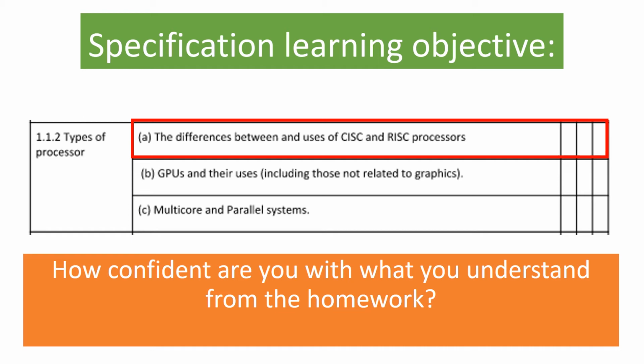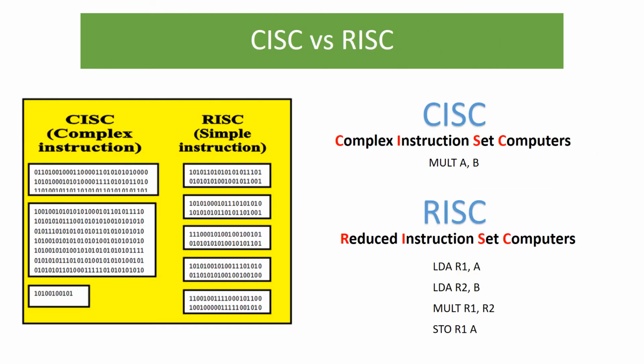In this lesson we're going to start looking at 1.1.2 types of processors, and we're going to start looking at CISC versus RISC. Now CISC stands for Complex Instruction Set Computers and RISC stands for Reduced Instruction Set Computers. Now when we have a CISC instruction it might look like mult A, B. So basically multiply two numbers together, A and B.